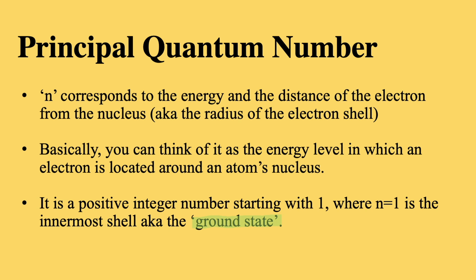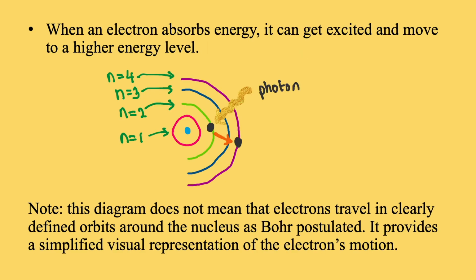n is a positive integer starting with 1. Therefore, n equals 1 is the innermost shell or the ground state. When an electron in a lower energy level absorbs photons, it gets excited and moves to a higher energy level. It's important to note that this does not mean that electrons travel in clearly defined orbits around the nucleus as Bohr postulated. This diagram simply provides a visual representation of the electron's motions.